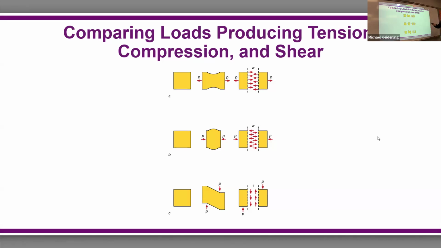So here is what happens with tension, compression, and shear. Tension, the object stretches, it gets longer. Compression, the object squishes, it gets smaller, shortens. And shear, the object will skew.